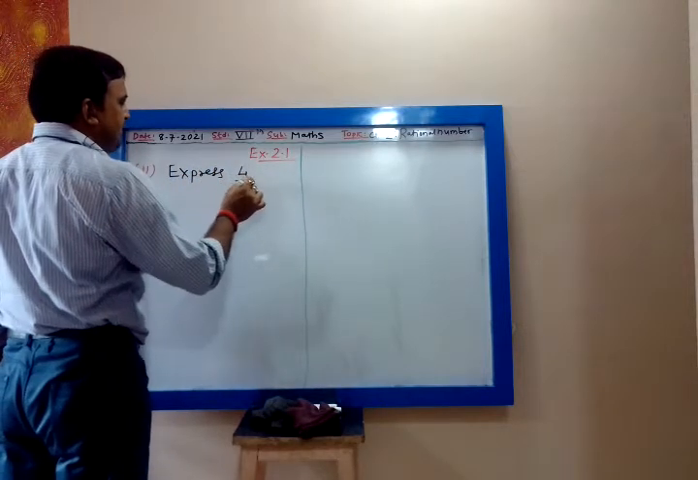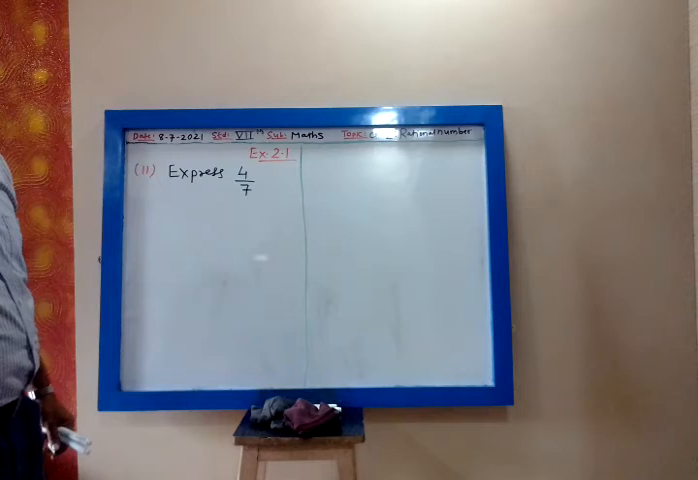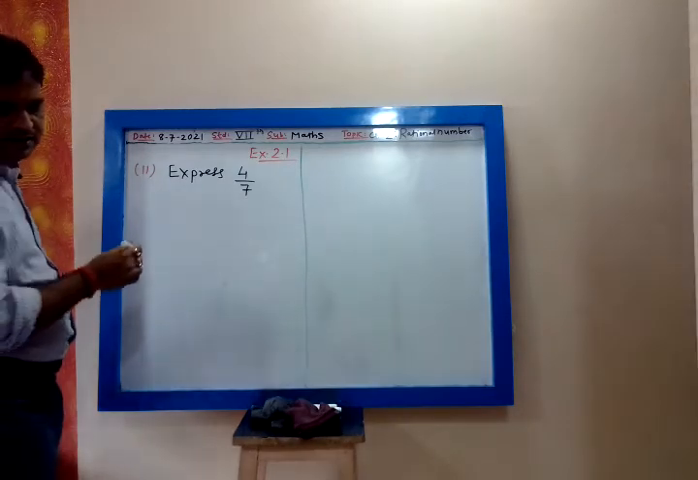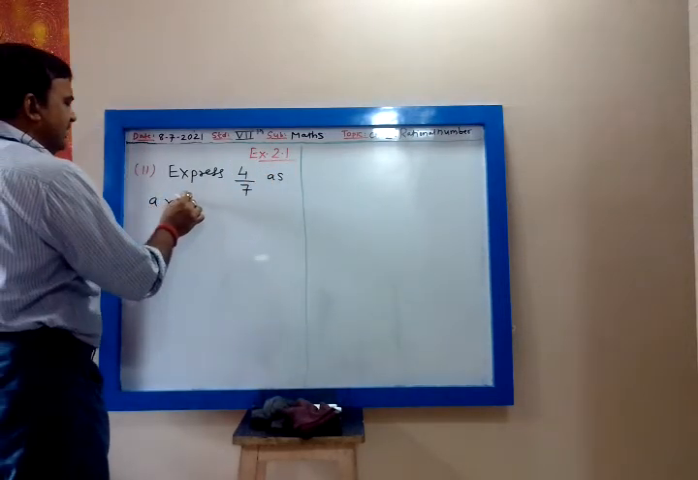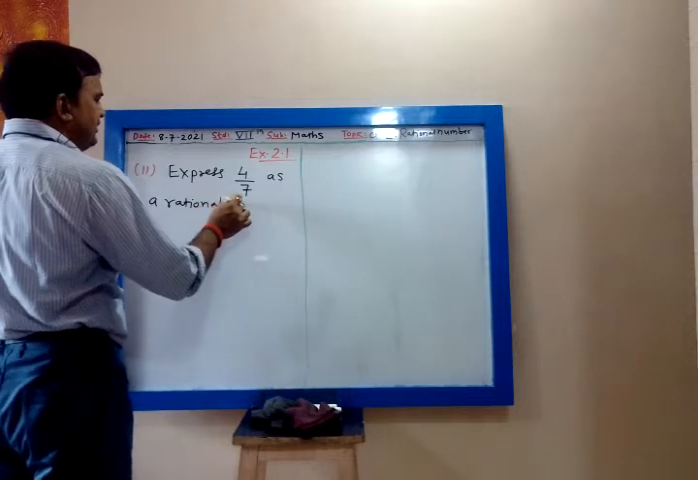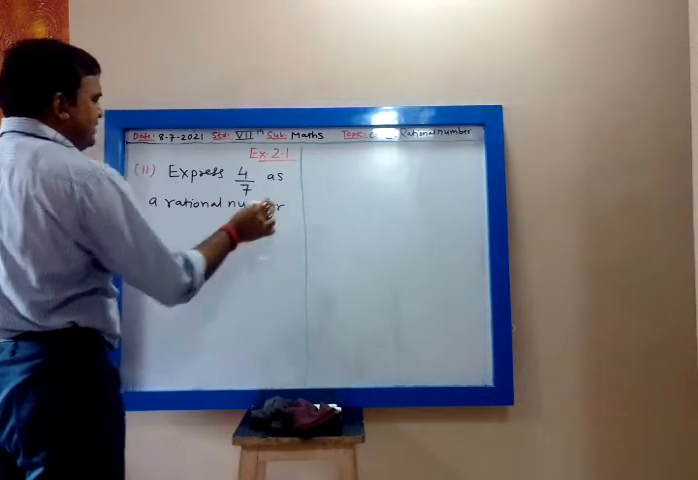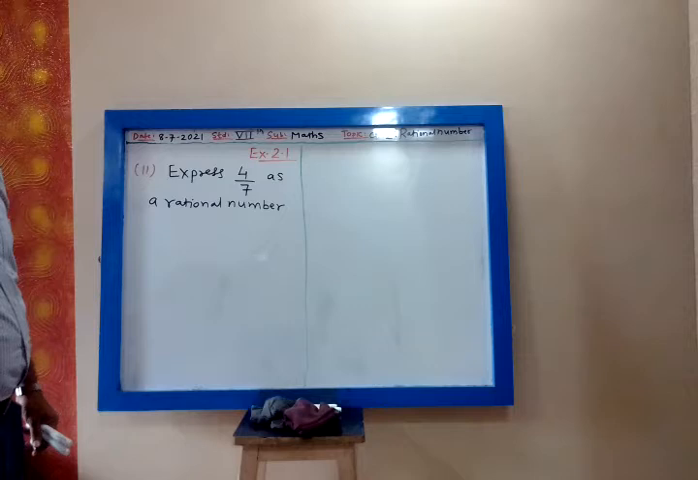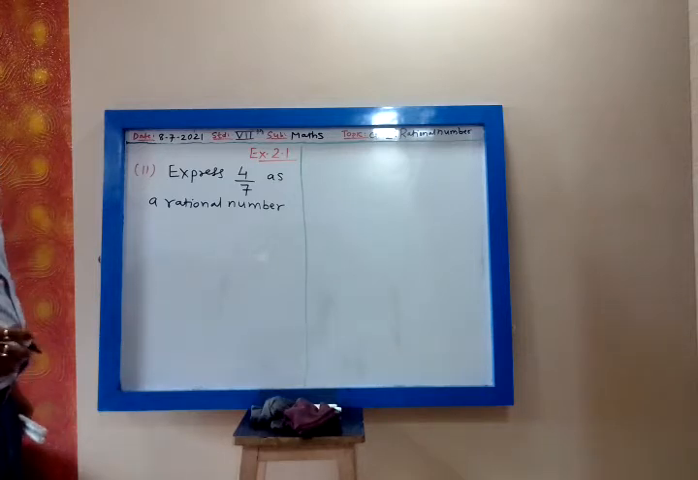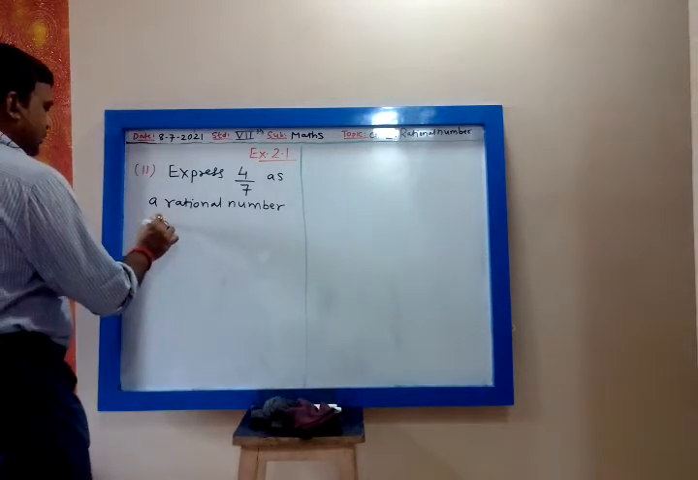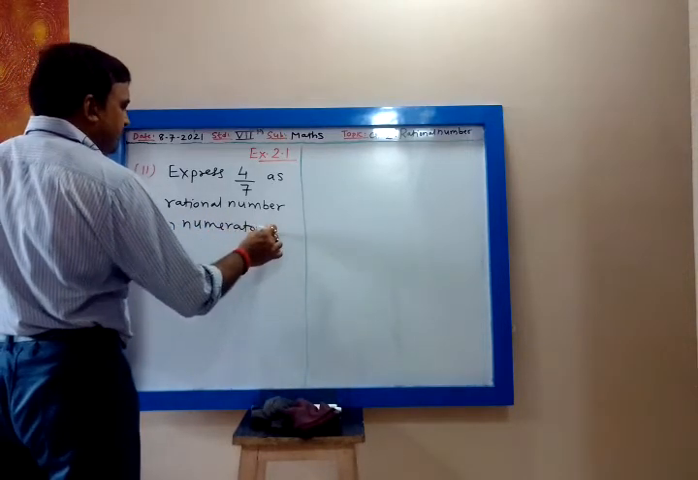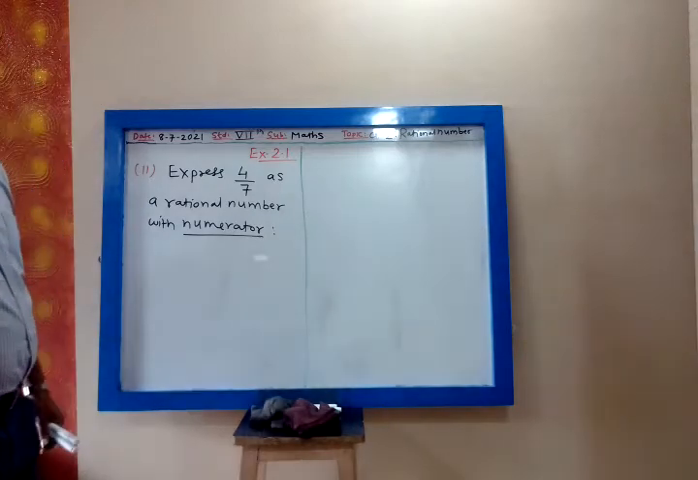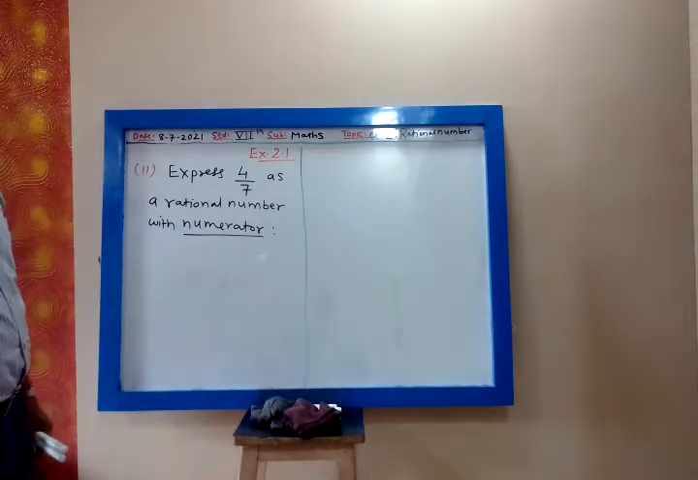11th one: express 4 upon 7. This is the rational number. Numerator is 4, denominator is 7. Express 4 upon 7 as a rational number with numerator... Now we are interested in the numerator part. We have to change the numerator. So express 4 upon 7 as a rational number with numerator.